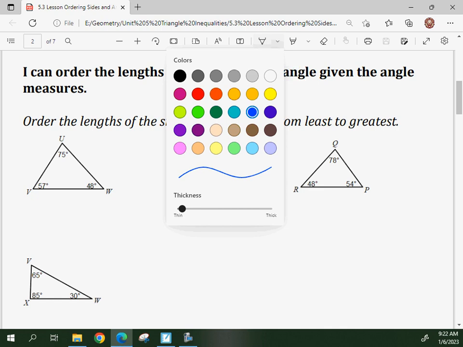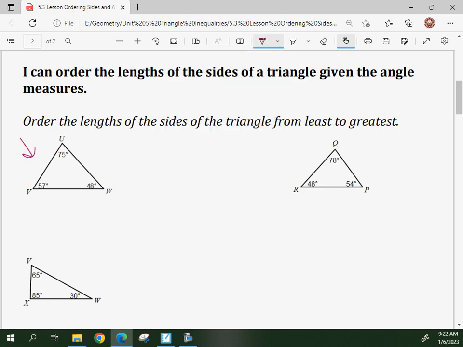So if I look at this first triangle right here, I have the measures of the angles. I know that angle U is 75 degrees, angle W is 48 degrees, and angle V is 57 degrees. I don't know how long the sides are exactly, but knowing the sizes of the angles, I can figure out which side would be the biggest, which would be the smallest, and which would be somewhere in between. Sometimes I call that side the mediumist side. I'm not totally sure that's a real word, but it works for these types of problems.